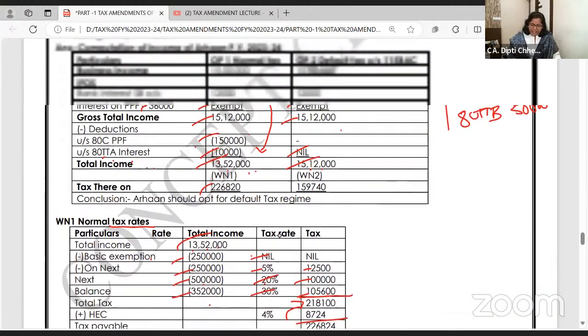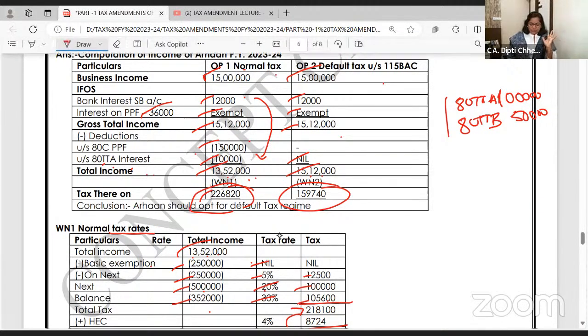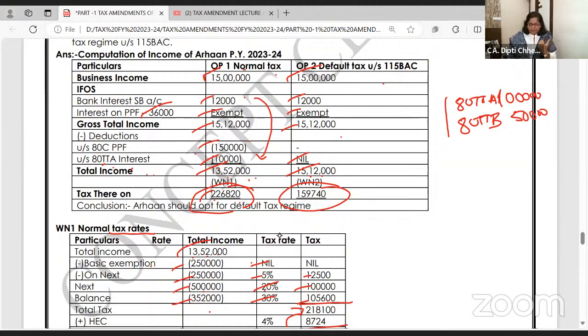So 1,59,740 is my tax under default tax regime, though income is same in both the cases. And in normal tax, it is 2,26,820. So which one is better? Arhan should opt for default tax regime.